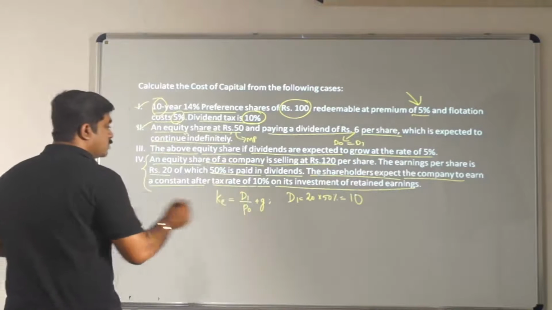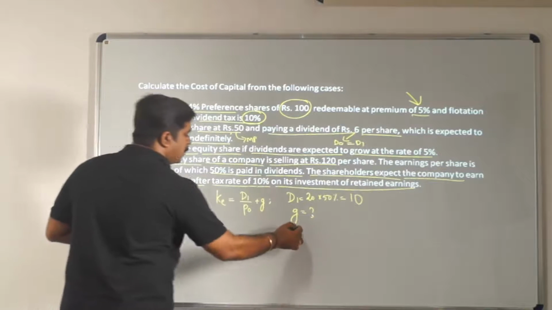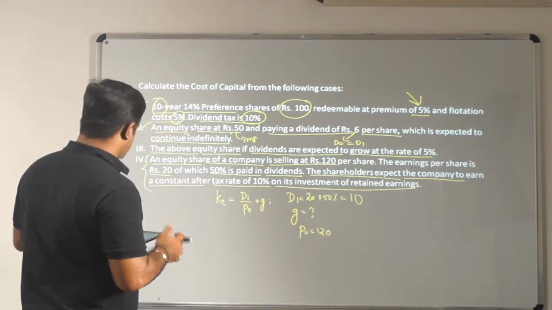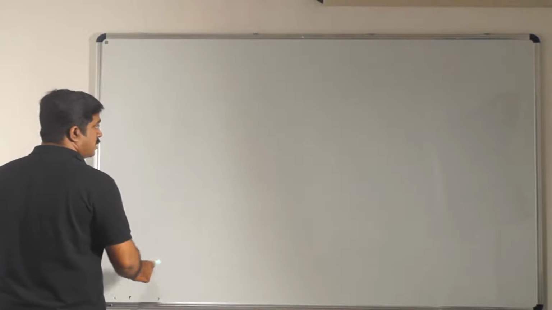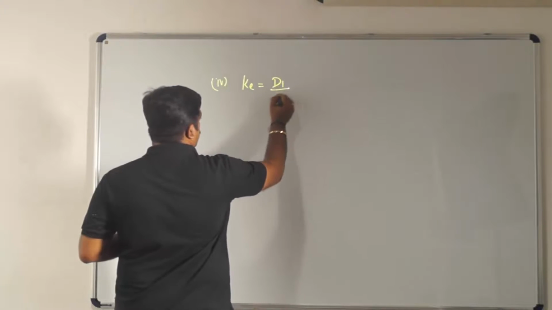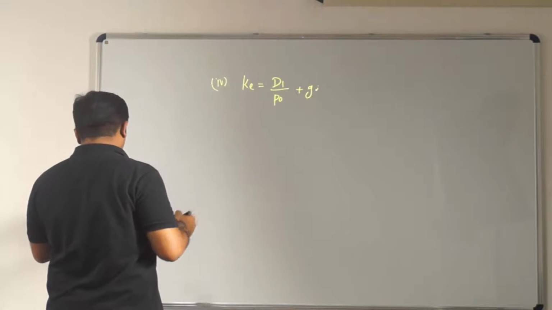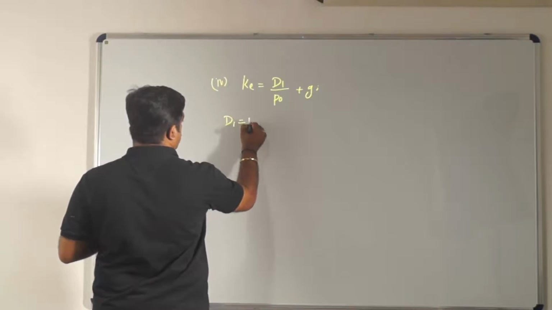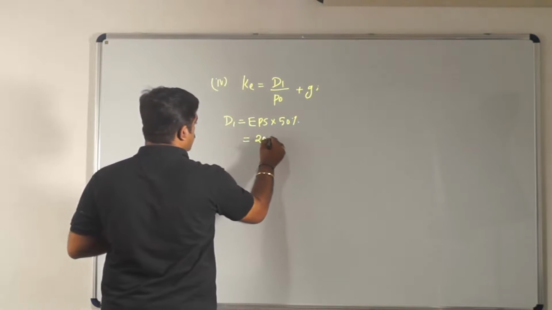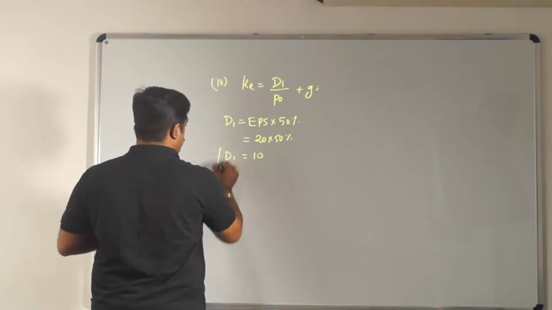But what about growth? How do I find out growth? And market price, of course, it is available. P0 is equal to 120. So in this background, how we will find out what is the cost of equity? Let's see how it goes. So let me give the formula. KE is equal to D1 divided by P0 plus G. So we know how to find out D1. D1 is nothing but EPS multiplied by 50%. We know EPS is 20 multiplied by 50%. So in that way we get D1 is equal to 10. So that is taken care.